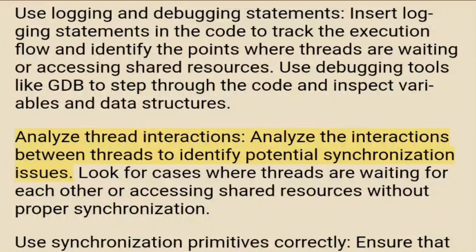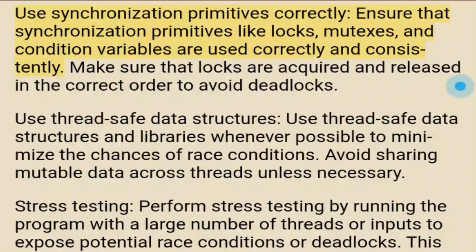Analyze thread interactions. Analyze the interactions between threads to identify potential synchronization issues. Look for cases where threads are waiting for each other or accessing shared resources without proper synchronization. Use synchronization primitives correctly. Ensure that synchronization primitives like locks, mutexes, and condition variables are used correctly and consistently. Make sure that locks are acquired and released in the correct order to avoid deadlocks.